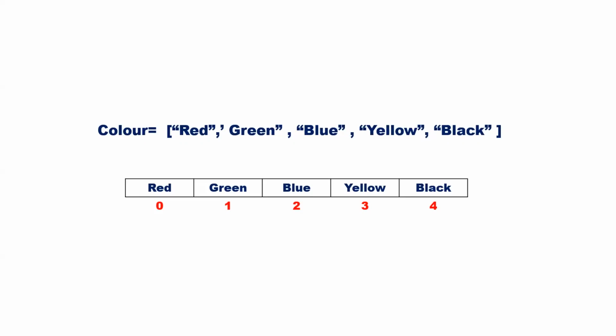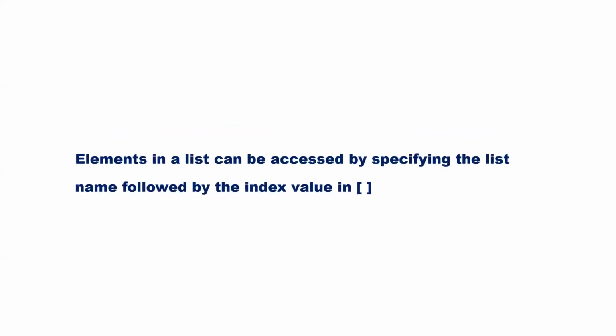If n is the number of elements in the list, then n minus 1 will be the last index value as we start with index 0. Here the list has got 5 elements, hence the last index value is 4. How to access the elements in the list? Elements in a list can be accessed by specifying the list name followed by the index value in square brackets. The square bracket is known as the subscript operator.